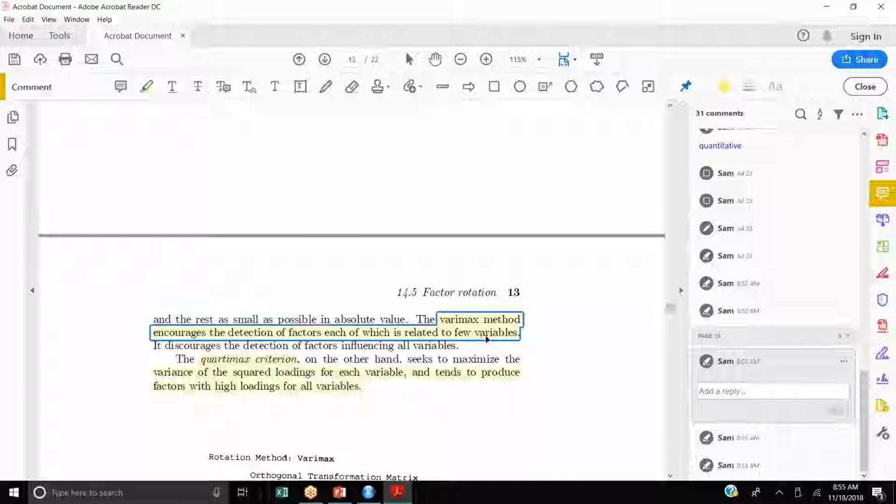So I'm saying Varimax is a method whose very purpose is to make sure of the detection of factors. It's a little bit difficult, so I'm trying to give you the right words, not repeating what they are saying here.